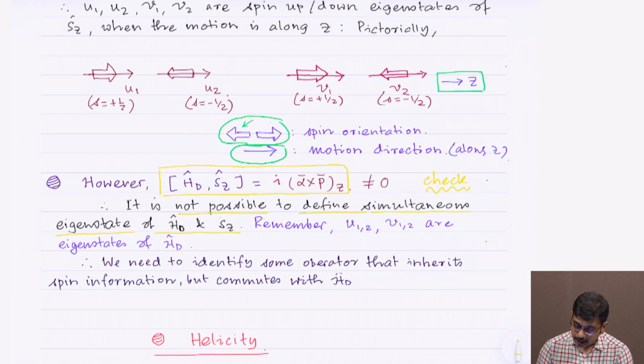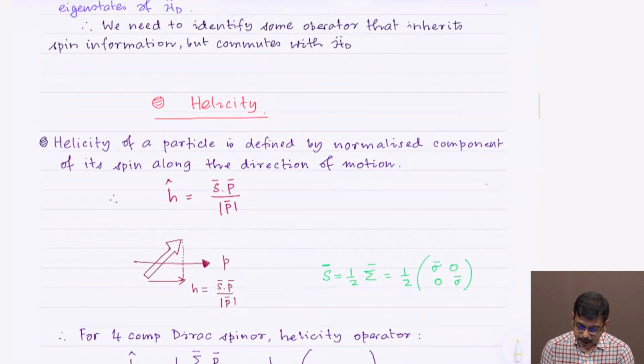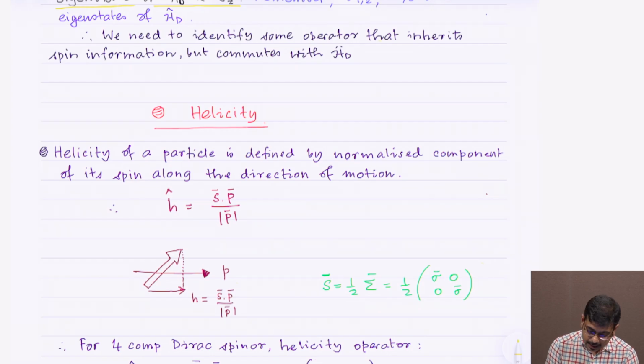So, therefore, we need to identify some operator that inherits the spin information, but commutes with the Dirac Hamiltonian. Now, we have tacitly already identified something. When the spin is projected along the direction of the motion, that quantity will have a simultaneous eigenstate with the Dirac Hamiltonian. This brings us to the definition of helicity. Helicity of a particle is essentially defined by the normalized component of its spin along the direction of the motion, or you can define H as S dot P by mod of P.